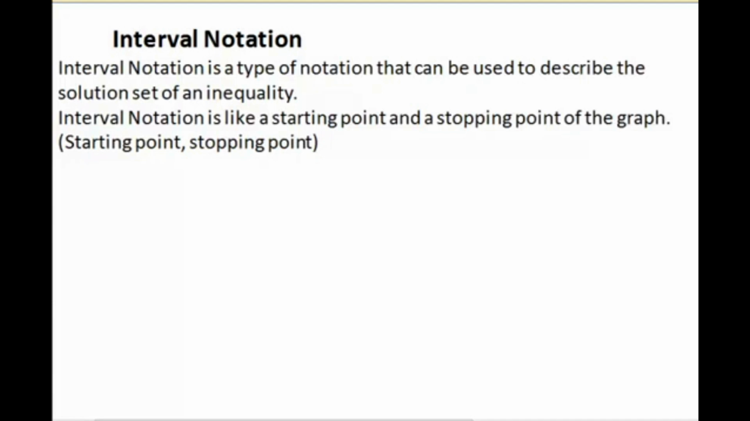Interval notation. Interval notation is a type of notation that can be used to describe the solution set of an inequality. Interval notation is like the starting point and the stopping point of a graph. Remember, a graph gives the picture of the solution set for an inequality. So the interval notation will describe this graph, this picture of the solution set. So it will have a starting point, a comma, and a stopping point.